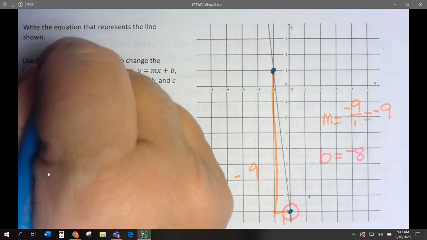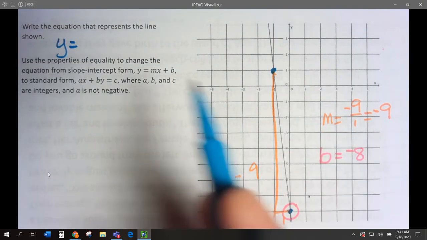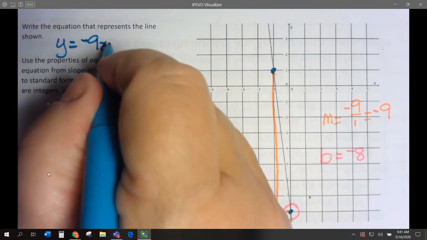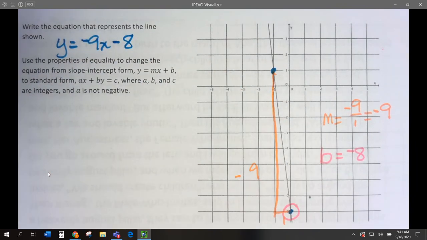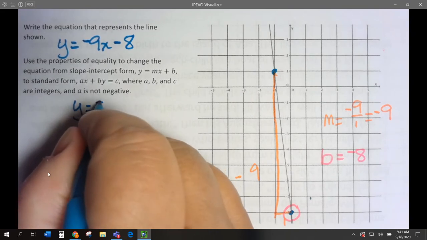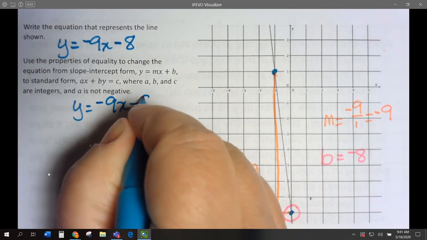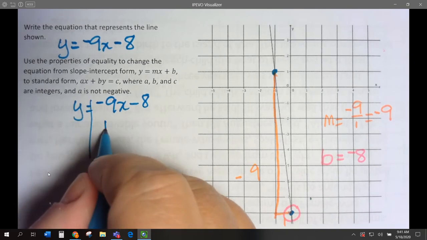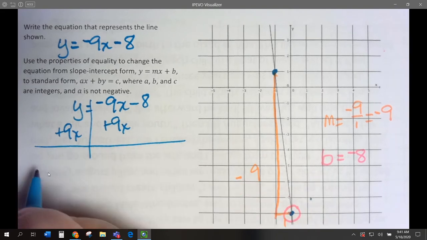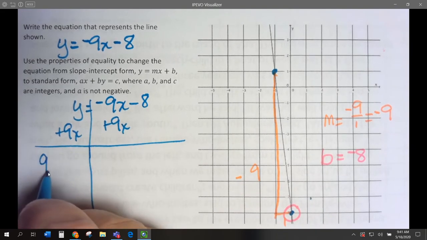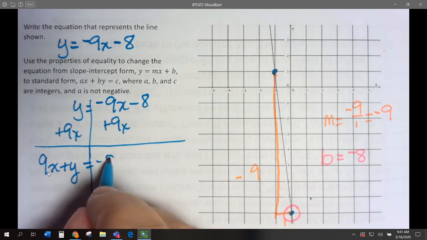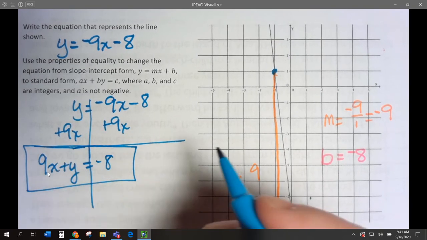So then we're going to write our equation. y equals mx plus b. What's m? -9, and -8. Now let's change this into standard form. We're going to add 9x to both sides. And we have 9x plus y equals -8. And we are in standard form.